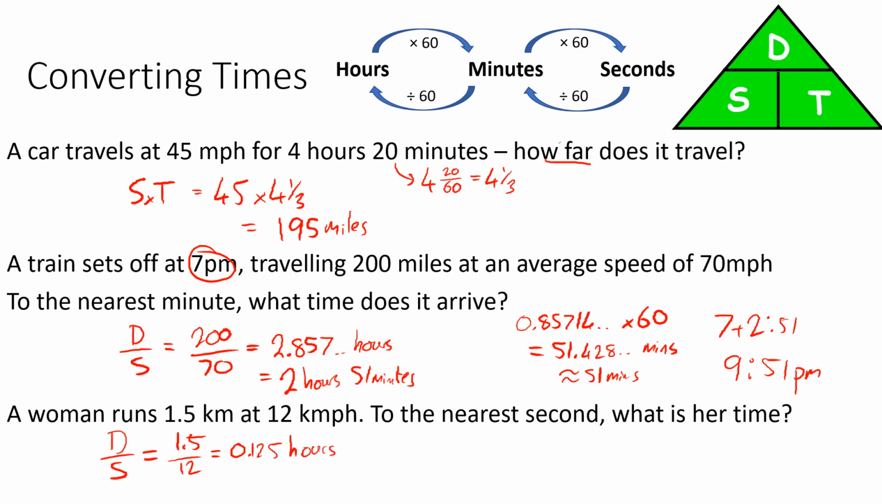So first thing we should probably do with that is times by 60 to get it into minutes, and that will give us 7.5 minutes. Okay, that's nearly good, but we want it to the nearest second. So we maybe take that 0.5 minutes, we times that up by 60, and that's going to give us another 30 seconds. So overall, she takes 7 minutes and 30 seconds.